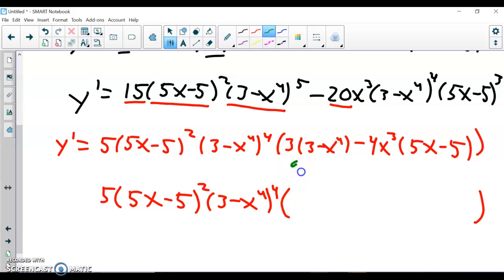If we distribute that 3, minus 3x to the 4th, and then we've got a negative. This is going to be 4 times 5 makes 20 x to the 4th, right? Because x cubed times x, that's x to the 3 plus 1, so x to the 4th. And then we've got positive 20x cubed. So if we combine like terms here, it doesn't matter what order you put it in, really.